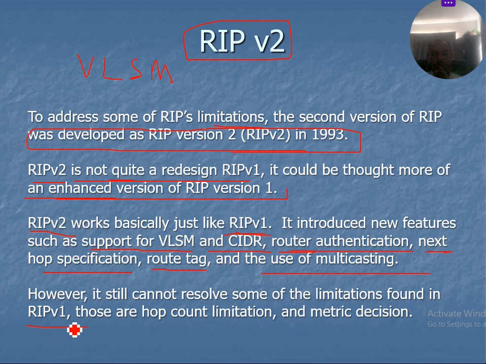Those are the hop count limitation, which version 2 could not resolve, and also the metric decision. These two are big things that RIP version 2 could not address. But we hope version 4 and version 6 will be able to solve these limitations. Although there are other protocols like Enhanced Interior Gateway Routing Protocol and Open Shortest Path First that are able to resolve these limitations. The hop count limitation and the metric decision are solved with these link state and vector routing protocols. Okay.